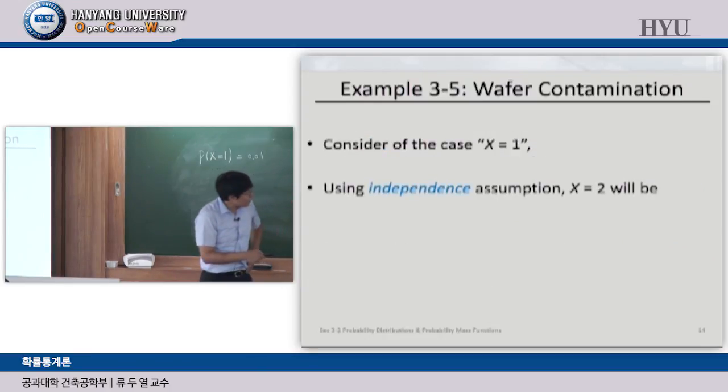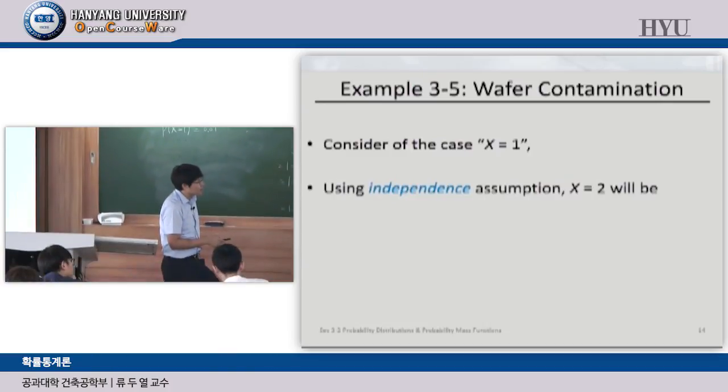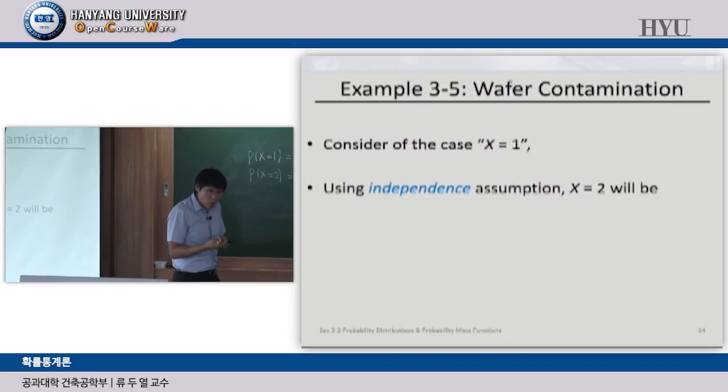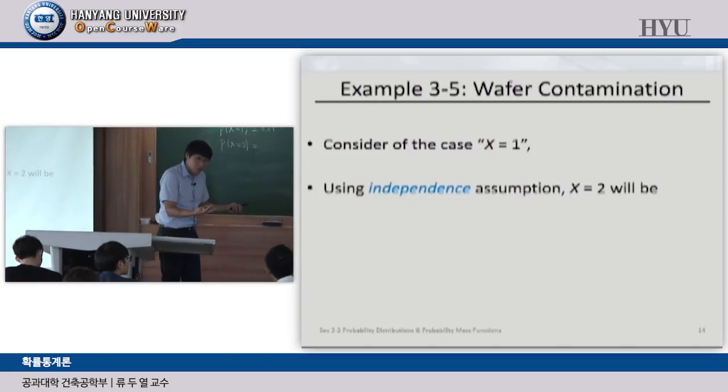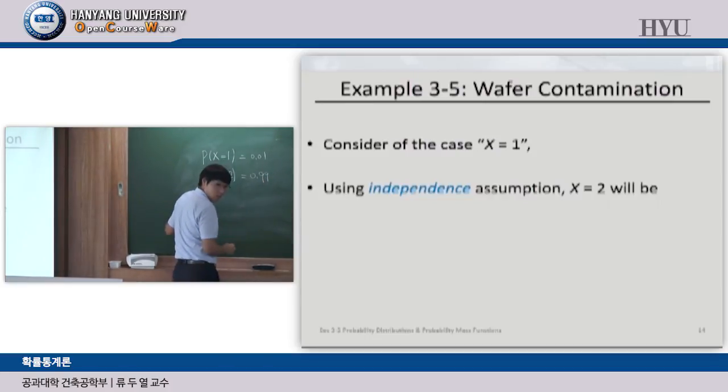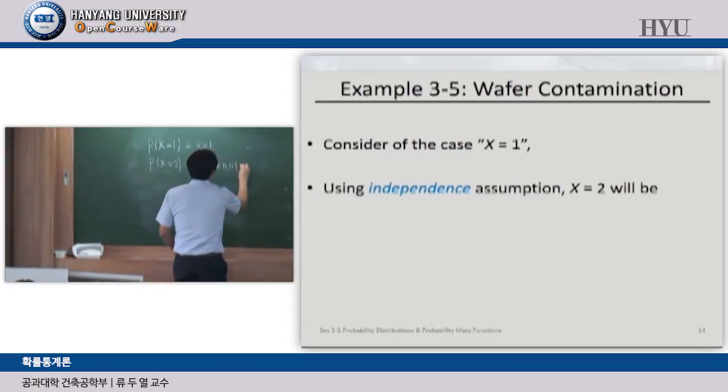And also, using the independence assumption, what is x equals 2? There will be the probability of x equals 2. In that case, we have to select the first whopper without contamination, right? And we have to select the second whopper with contamination, right? So what is the probability that we can select the first whopper without contamination? That is 0.99, okay? And multiplied by 0.01. Why? Because the question says, please use the independence assumption. So this will be 0.0099.